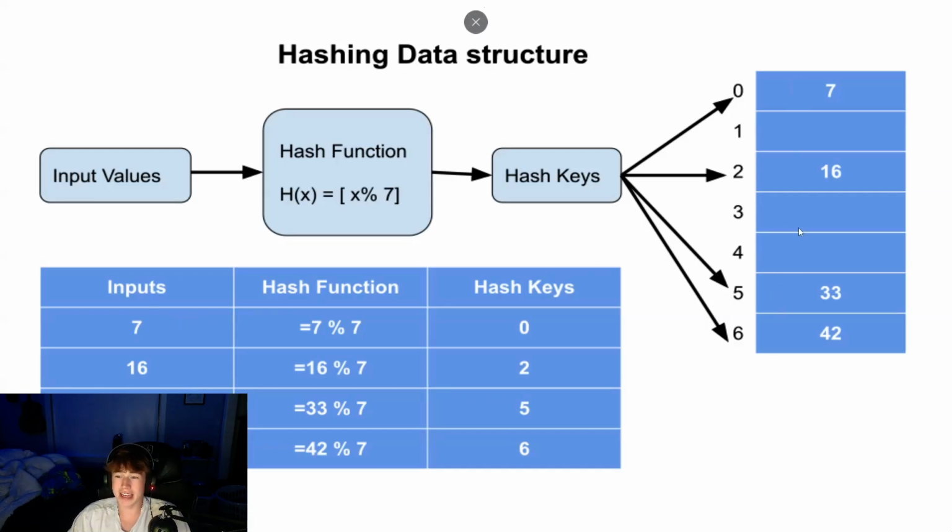So here's an array of size 7, where they modularly divide by 7. For the first input, they want to input 7. To hash it, they modularly divide by 7, and then they get 0, and then they insert 7 at 0. And this works for all these different values, and here you can see the examples.